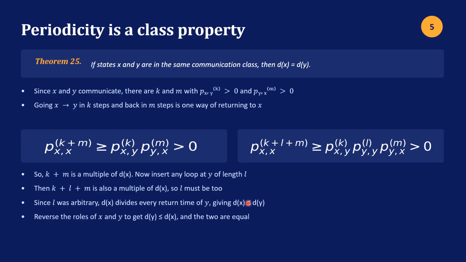So that means that d of x is less than or equal to d of y. And then we can just go back through the same set of steps, reverse the roles of x and y, and show that d of y is less than or equal to d of x. And then, of course, these two things together imply that d of x equals d of y, which is what we wanted to prove.